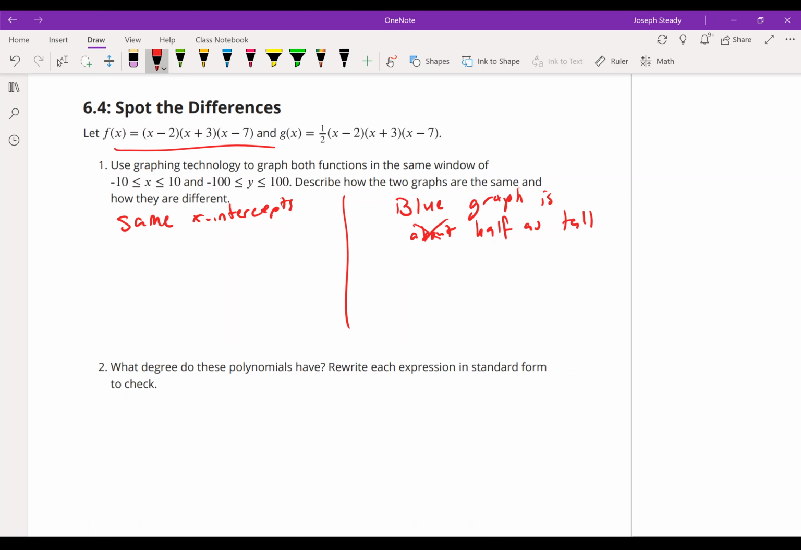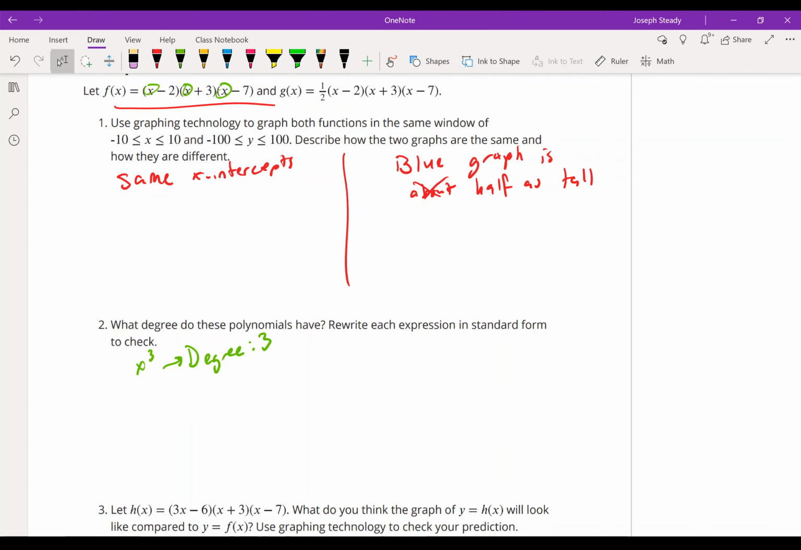Okay. Now, what degree do these polynomials have? So they want us to rewrite these in standard form to check, but we can make a really quick calculation to figure it out immediately. This is x times x times x, so the degree is going to be 3, because x times x times x is going to give us x to the third. But let's just make sure that works out when I actually distribute everything here. So first, let's go ahead.